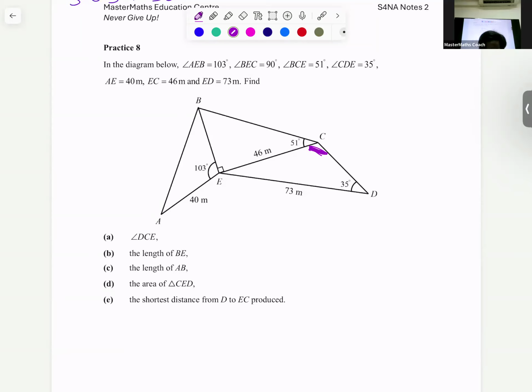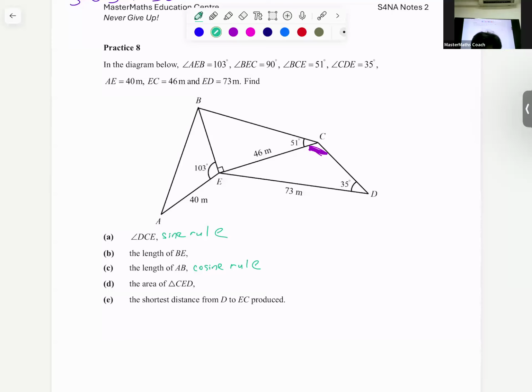Okay, angle DCE, you go and find using sine rule. Then the length of BE, you can use simple trigonometry, because you have an angle and you have 46 meters. The length of AB, once you get BE, you can find AB using cosine rule. So this one you use cosine rule, this one you use sine rule. Okay, and then the area of triangle CED.